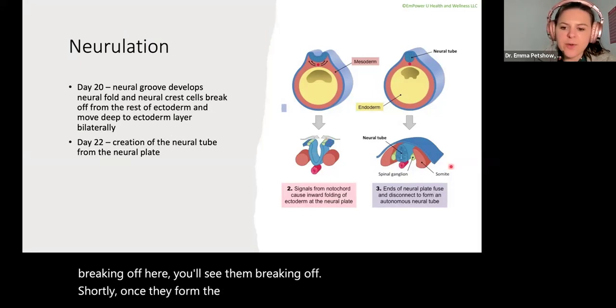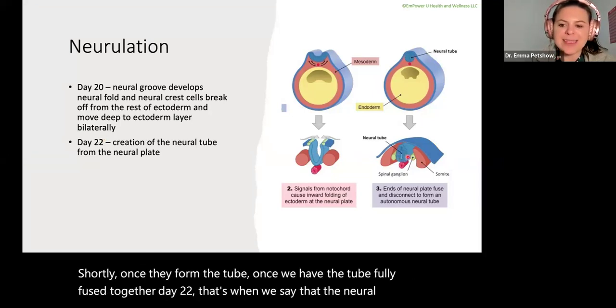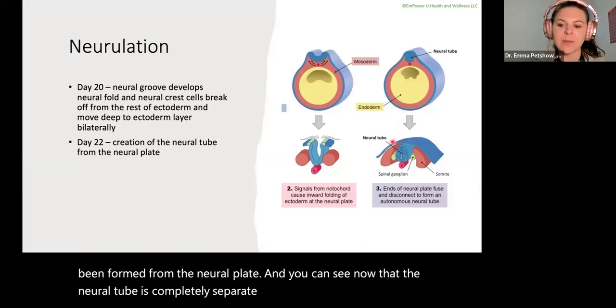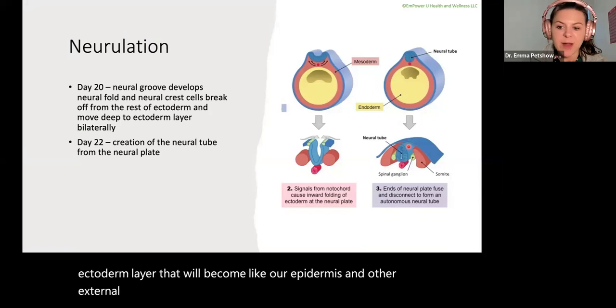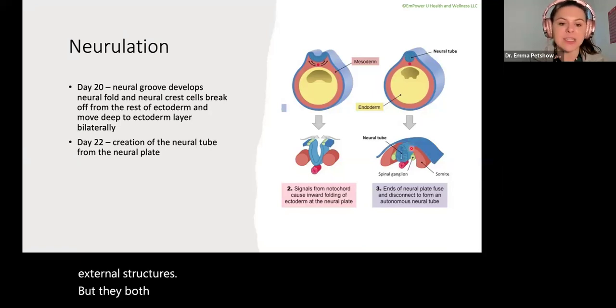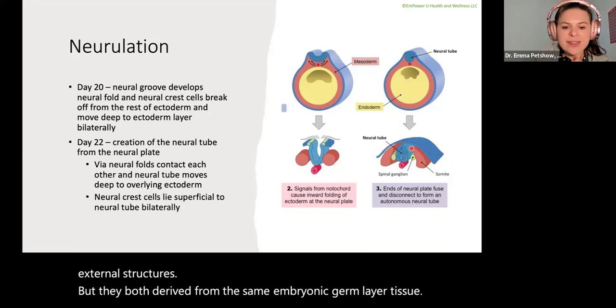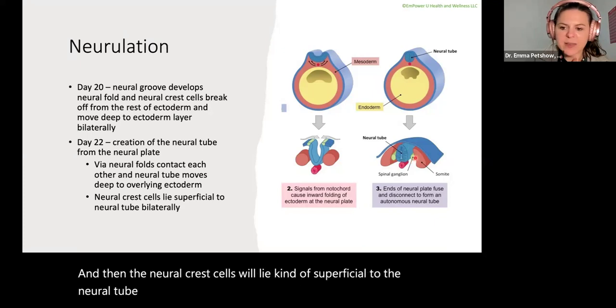Once we have the tube fully fused together, day 22, that's when we say that the neural tube has been formed from the neural plate. And you can see now that the neural tube is completely separate from the other external ectoderm layer that will become our epidermis and other external structures. But they both derived from the same embryonic germ layer tissue. And then the neural crest cells will lie superficial to the neural tube bilaterally. And even though this is spinal ganglion, I would put these as neural crest cells right now.